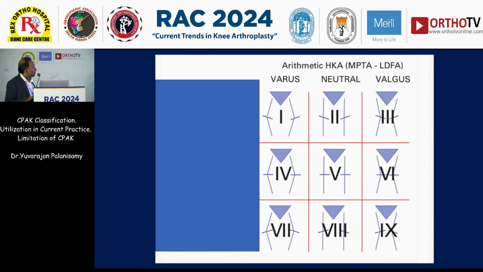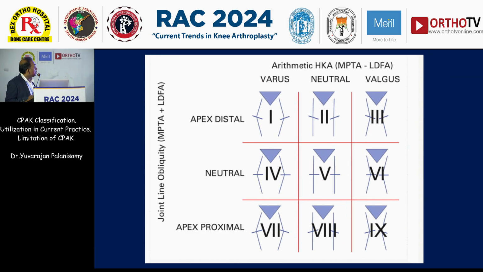So just see this picture. They grouped it into 9 phenotypes, numbered in the picture 1, 2, 3, 4, 5, 6, and 9. In the first column, you can see the varus, neutral, and valgus, based on the arithmetic HKA. It's very simple to categorize. Once you know that, you can apply the joint line obliquity, placing whether the joint line is neutral, distal, or proximal. It's very simple. First mark the 9 boxes, in which category your knee comes, your phenotype. That is easy to mark.